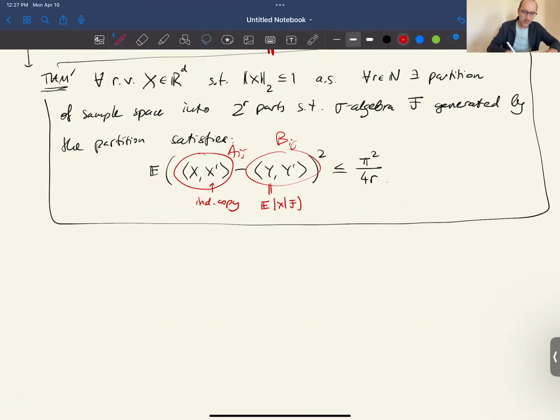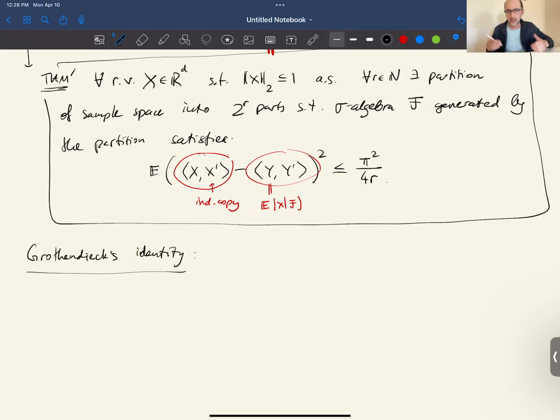The proof of this result will be based on a cute inequality due to Grothendieck, Alexander Grothendieck. Actually, not inequality, identity. He does have an inequality, but the identity that I am referring to appears as a main part of the proof of his inequality, in fact. So Grothendieck's identity, 1953. This one is simple.